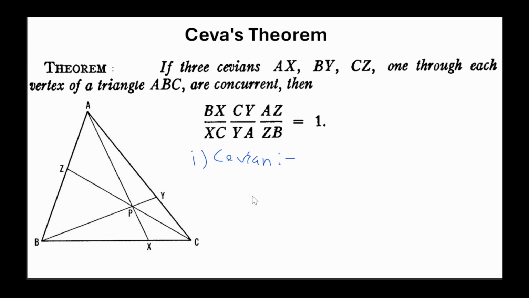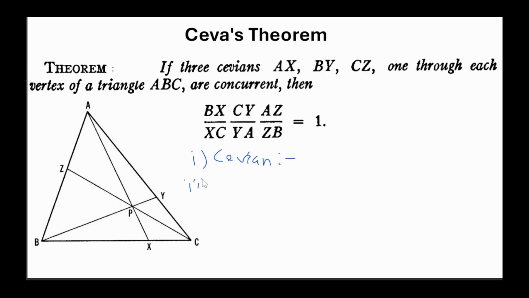We already know some of the Cevians, such as the altitude, the median, and the angle bisector, which we use frequently, but we were never naming them as such. They are special cases of a Cevian. The terminology Cevian came from the Italian mathematician Giovanni Ceva, who published this beautiful theorem in 1678, known as Ceva's theorem. If three Cevians AX, BY, CZ, one through each vertex of a triangle ABC, are concurrent, then BX upon XC into CY upon YA into AZ upon ZB is equal to 1.